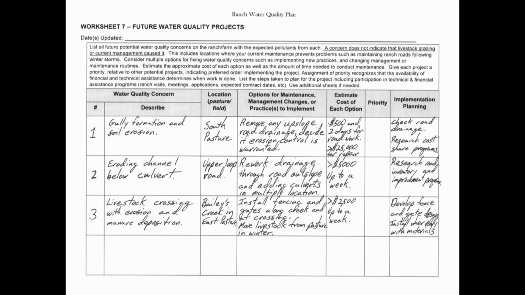The last step in completing Worksheet 7 is to prioritize the concerns and projects you have listed. To do this, you will want to weigh what you can accomplish in the near term with minimal cost and time against which projects will provide the biggest improvement to ranch and water quality conditions. As you are prioritizing, this is a good time to contact the local Natural Resources Conservation Service and Resource Conservation District offices to learn about technical and financial assistance programs they have to help with implementation.